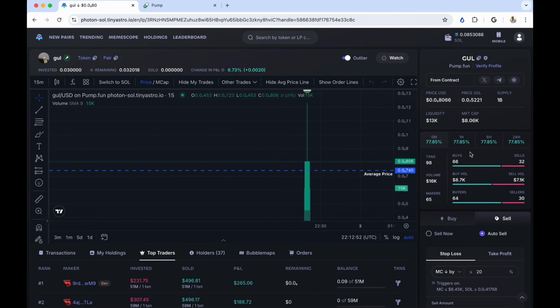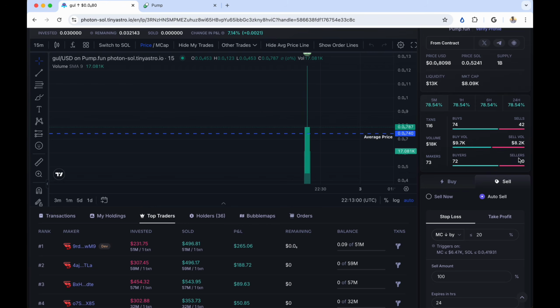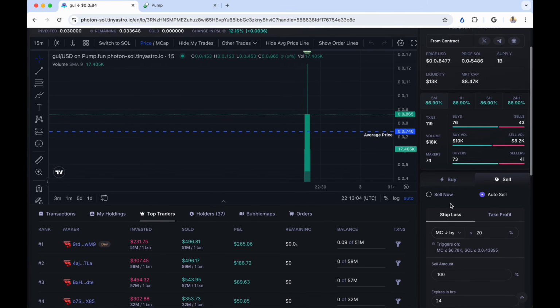Other things that you can see are, of course, buys versus sells. How many people have bought, how many people have sold. It's close to 50-50 with, of course, a little bit more buying. How many people have bought versus how many people have sold, versus these are transactions, these are people.